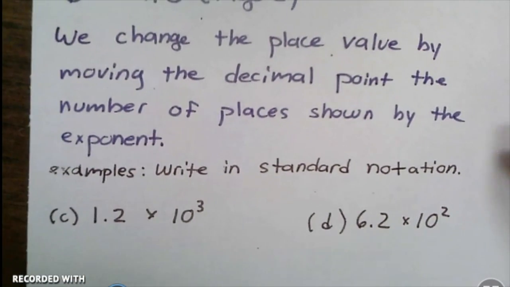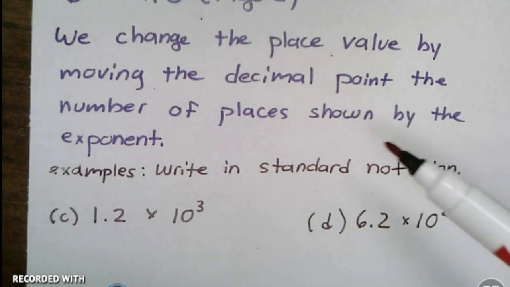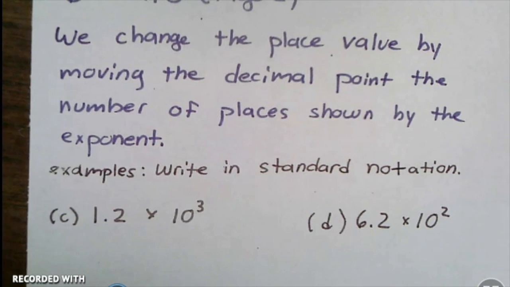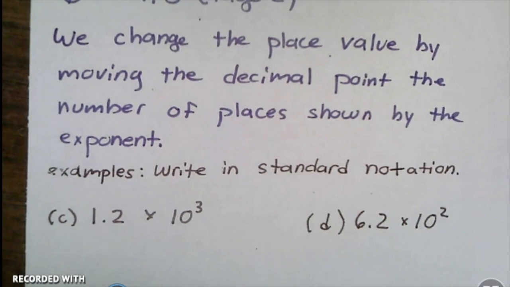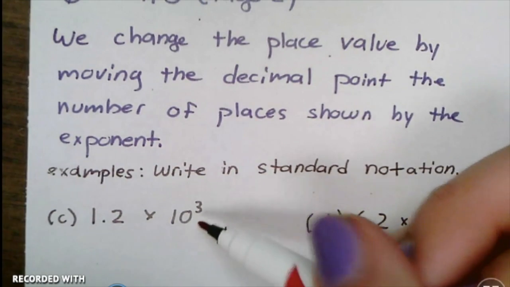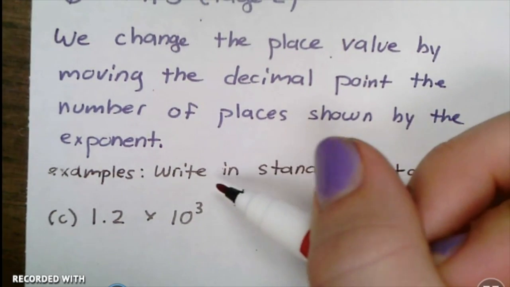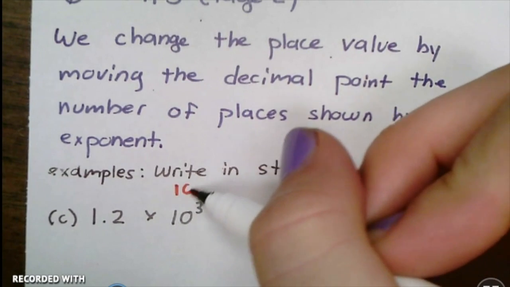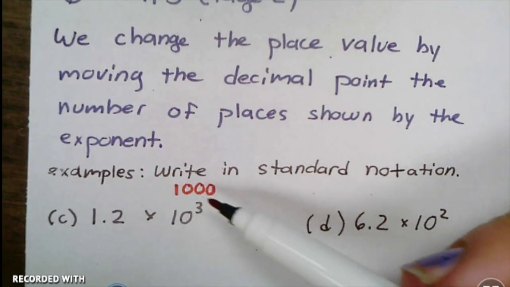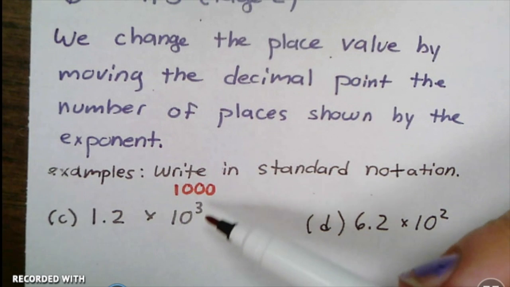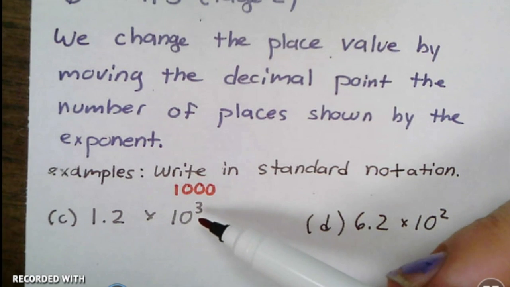We change the place value by moving the decimal point the number of places shown by the exponent. So an example, it says write this in standard notation. And here we have 1.2 times 10 to the third. 10 to the third is the same thing as 10 times 10 times 10, or 1,000. And we've talked about this before. There's how many zeros in 1,000? 3. And there's an exponent of 3 here.